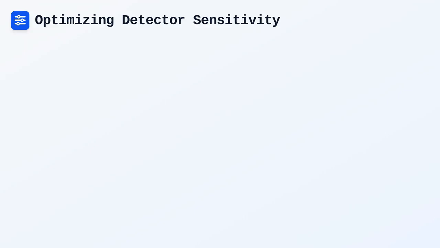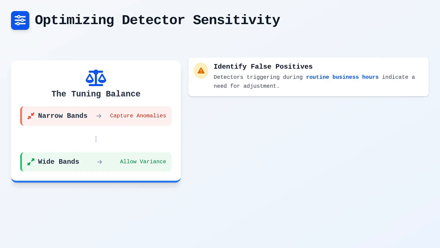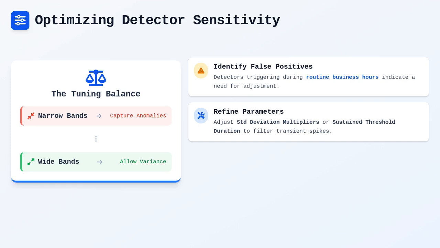Tuning these detectors requires a measured approach, particularly regarding the sensitivity parameters that determine how wide the divergence from the baseline must be before an alert is triggered. You are essentially looking for an optimal balance where the bands are narrow enough to capture genuine anomalies, but wide enough to accommodate the natural variance inherent in any real-world production environment. If you find that your detector triggers during routine business hours, it is often necessary to adjust the standard deviation multiplier or the duration of the sustained threshold violation.